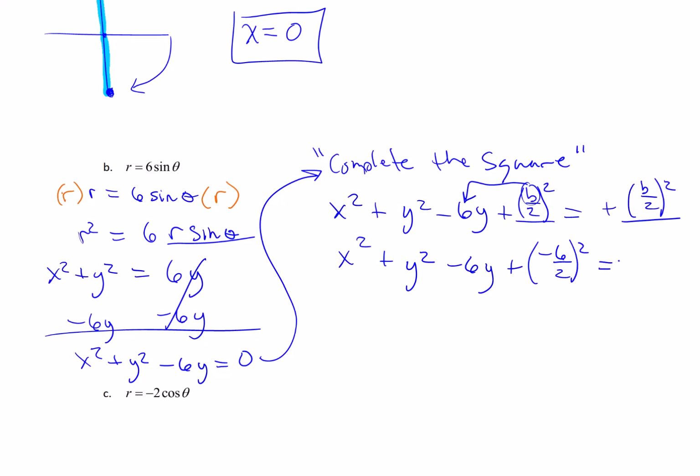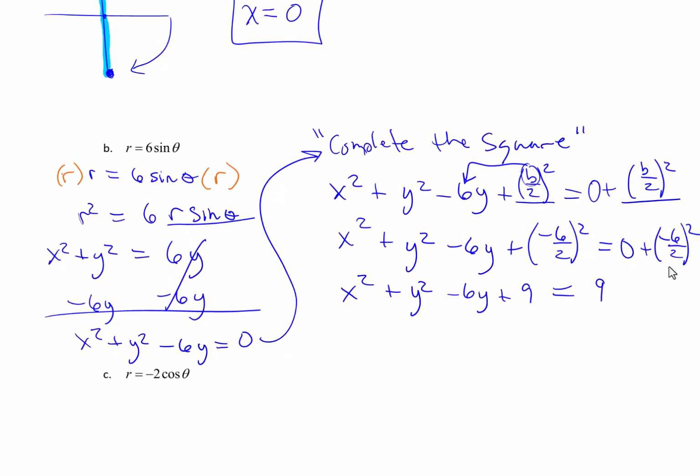And we're going to have to add that to both sides. So on the other side where we had 0 originally, we'll say now plus, same thing, negative 6 over 2 squared. And yes, we'll simplify that here. So we'll make this now x squared plus y squared minus 6y plus negative 6 over 2 is negative 3, and then square it, and you get positive 9. So we're going to say plus 9 for that mystery term, which means on the other side, same thing, 0 plus 9 would be just 9.